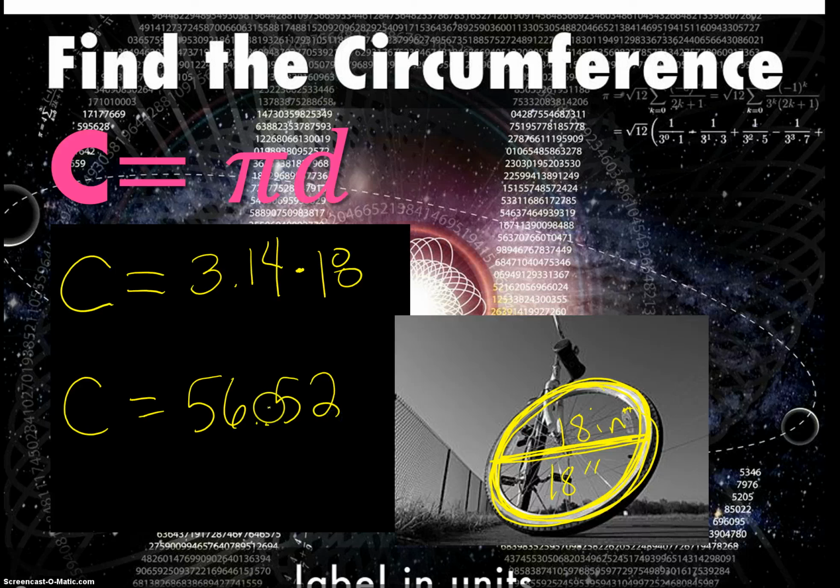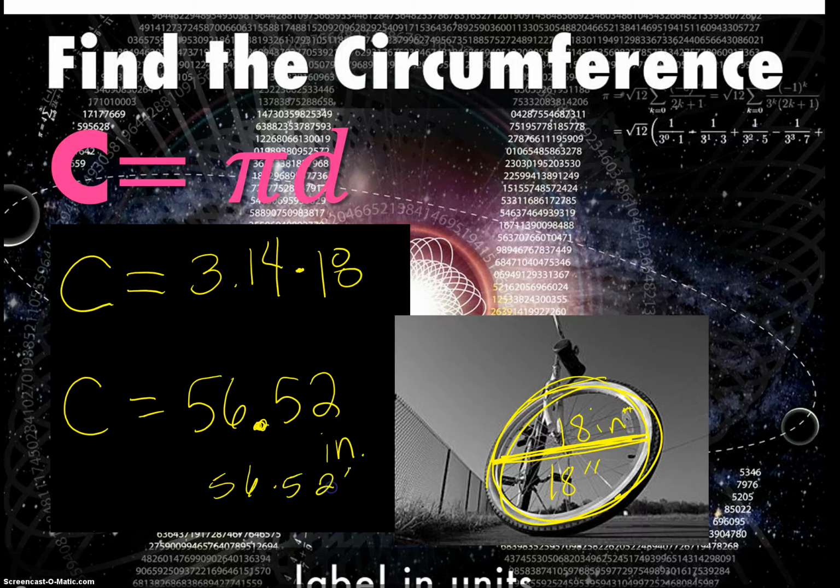56.52. Now, ladies and gentlemen, circumference is just like perimeter, but it's fancy. It's for a circle, and circles are fancy. No doubt about that. So we need to label it in just plain units. So our label here is inches. You could either write it like that or with the 2 hash marks that stand for inches. Got to have a C equals, and your work needs to be fluent, straight down from the formula on.